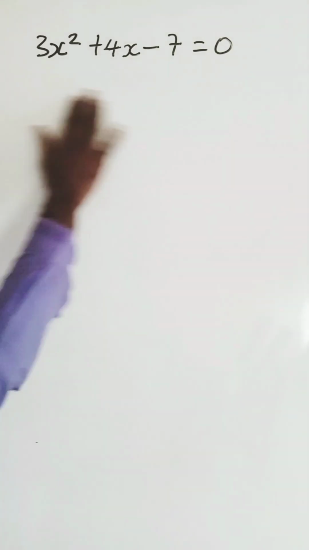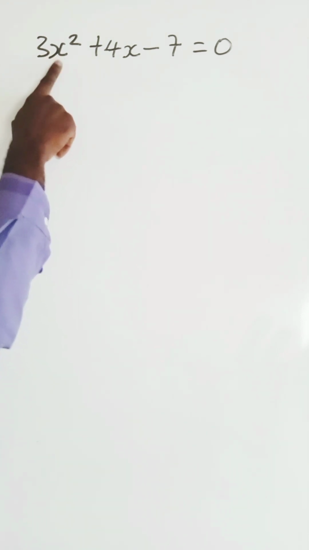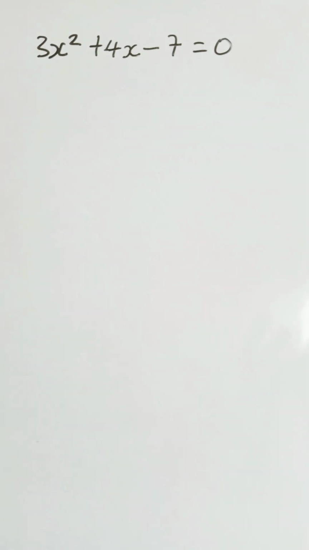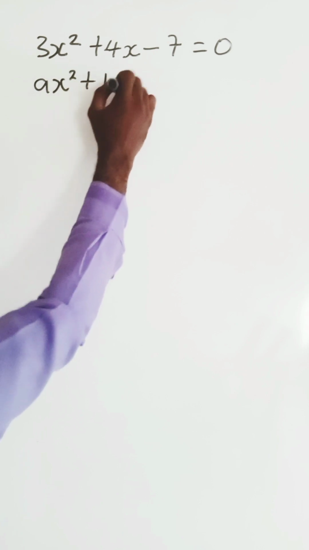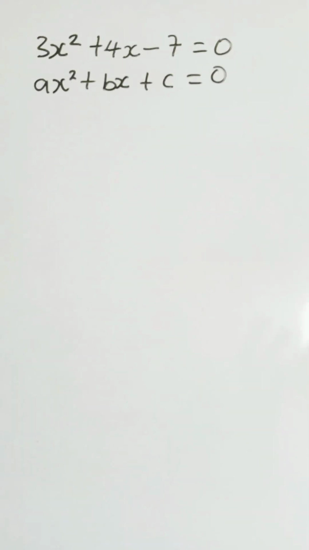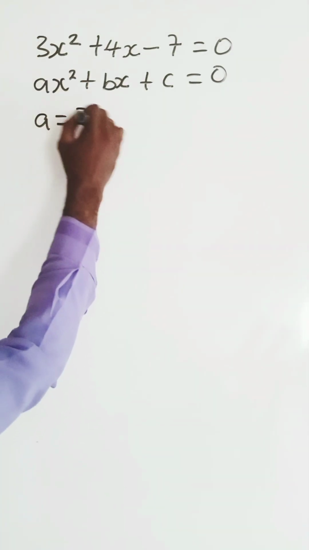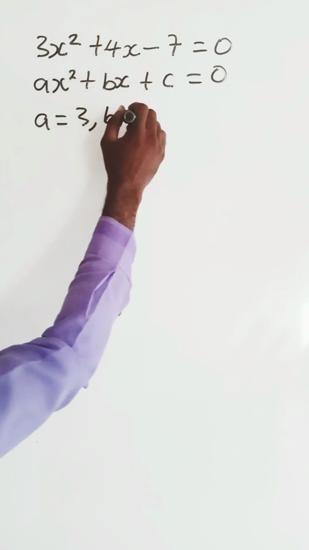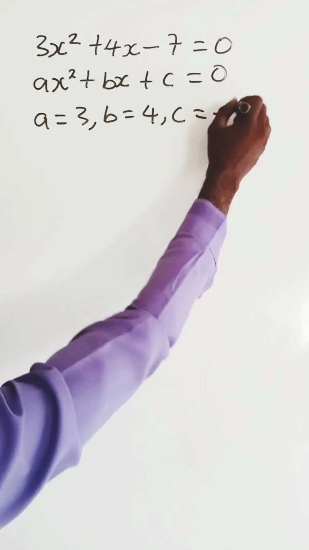Let's take another example. You'll notice in the first example, the coefficient of x squared was 1, but now the coefficient of x squared here is 3. So let's compare it to the general quadratic form, which is ax squared plus bx plus c equals 0. By direct comparison, a will be equal to 3, b will be equal to 4, and c will be equal to minus 7.